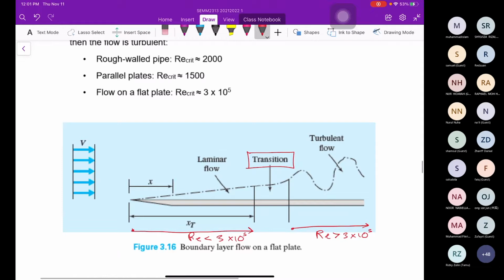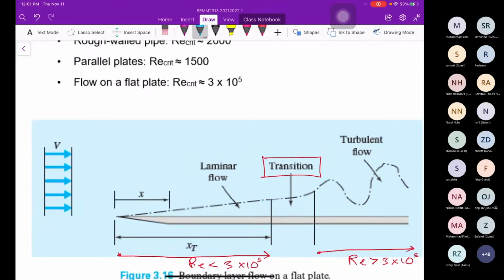So the flow here, as I show you, is very smooth. However, in here it becomes transition. In here it becomes chaotic flow. It becomes flow like this. It's very difficult to predict.